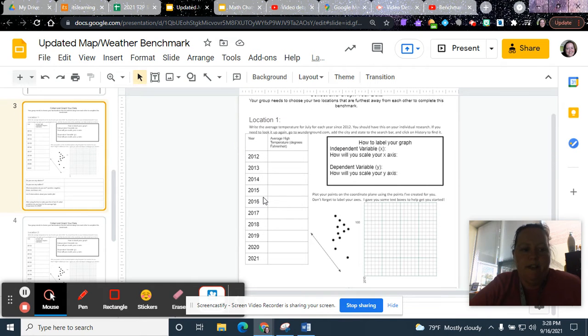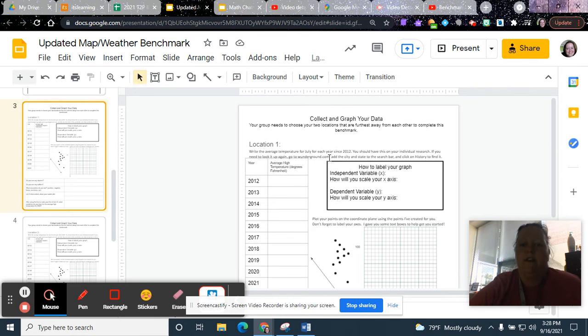Hi, this video is going to help you with slides 3 and 4 of your map and weather benchmark. You are going to collect and graph your data to make some weather predictions. So the first thing is you'll see this table over here. When you did your individual landmark research before you got a group, you actually had this part filled out.